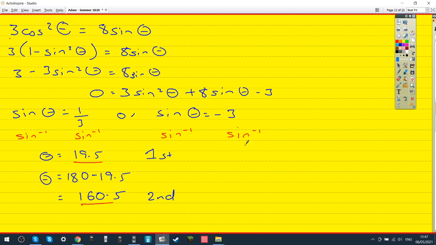Okay. First answer is arcsine. Second answer is 180 minus. So you get, for the bottom one, 520.5. Okay. And then 360 add 19.5, which is 379.5. That's too small. And if we were to add 360 again, it'd be too big. So it's just 520.5.